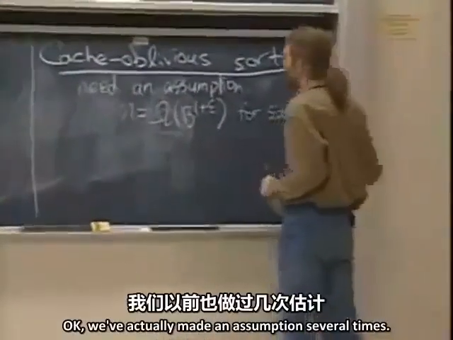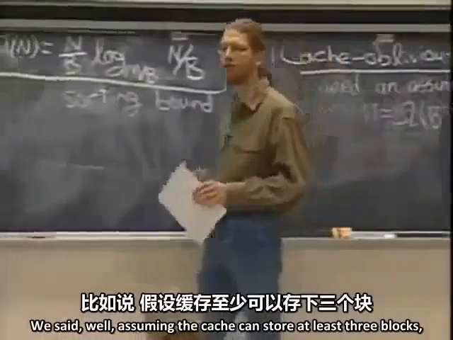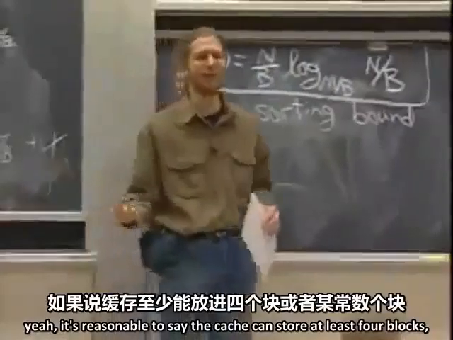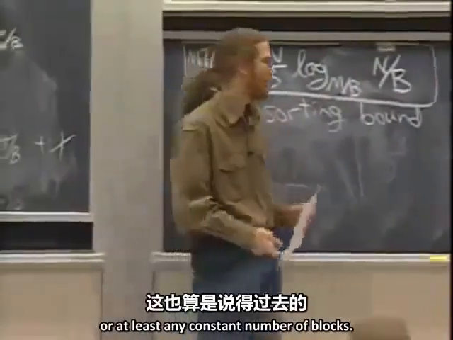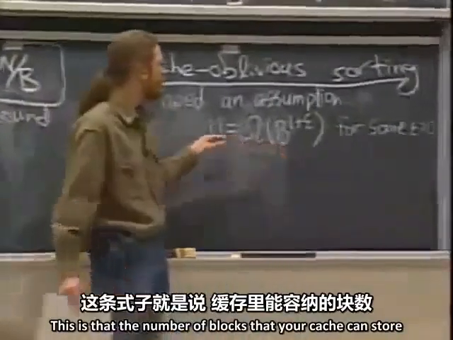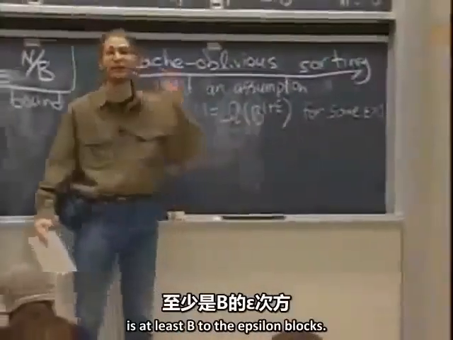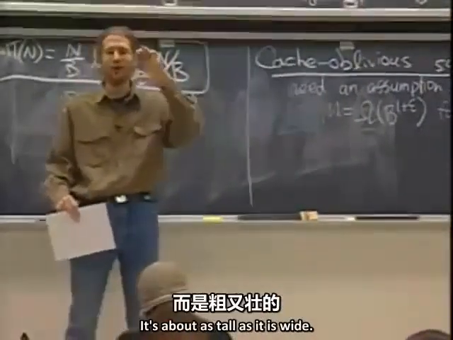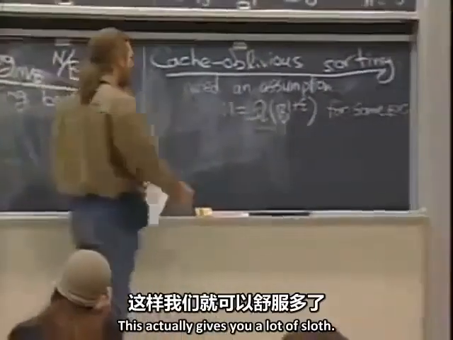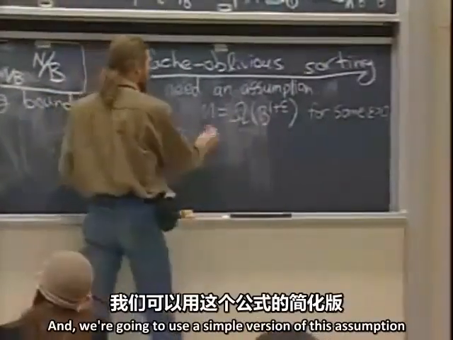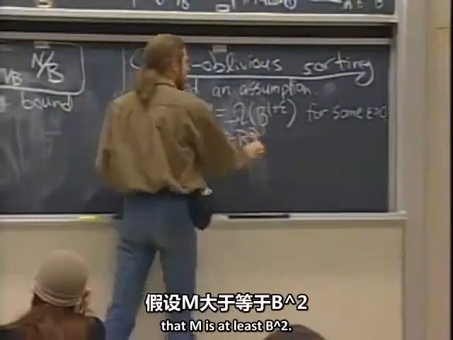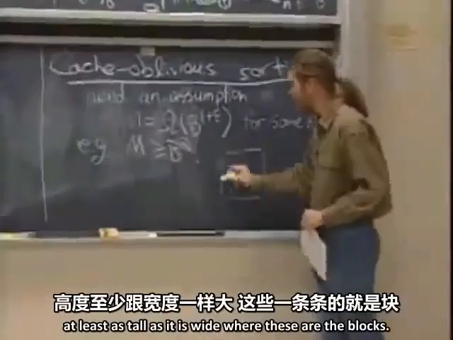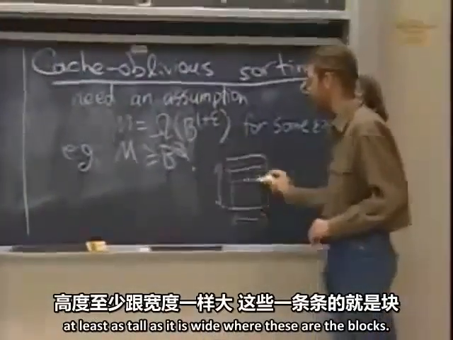Okay, we've actually made an assumption several times. We said, well, assuming the cache can store at least 3 blocks, or assuming the cache can store at least 4 blocks. Yeah, it's reasonable to say the cache can store at least 4 blocks, or at least any constant number of blocks. This says that the number of blocks that your cache can store is at least B to the epsilon blocks. This is saying your cache isn't really narrow. It's about as tall as it is wide. This actually gives you a lot of slop. And we're going to use a simple version of this assumption that M is at least B squared. Okay, this is pretty natural. It's saying that your cache is at least as tall as it is wide, where these are the blocks.